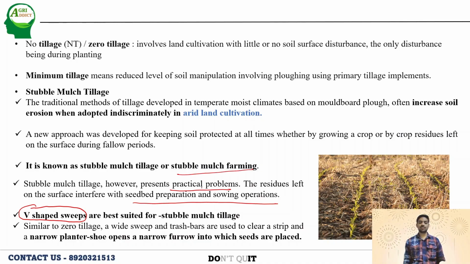Here, note a few practical problems. The residues left on the soil surface may interfere with the seedbed preparation and sowing operation. However, we can overcome these problems through human intelligence: humans have developed specialized tillage implements called V-shaped sweeps. V-shaped sweeps are used for stubble mulch tillage.